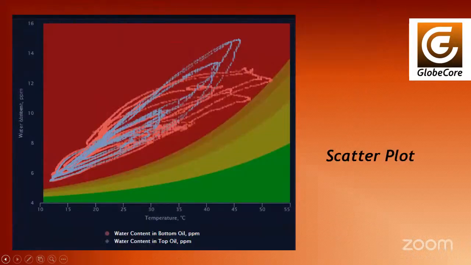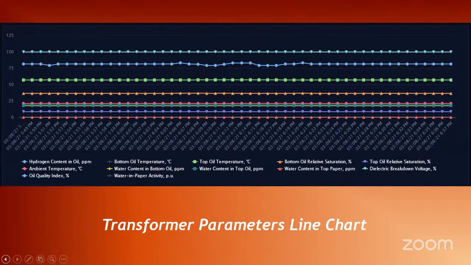This chart shows water content at the top and bottom of the transformer as a scatter plot. It updates each time the page is reloaded. This chart shows all sensor data and calculated values. Data is displayed at 1-minute intervals. By moving the mouse over a point, the user can see the value, date, and time. The chart updates when the page is reloaded.